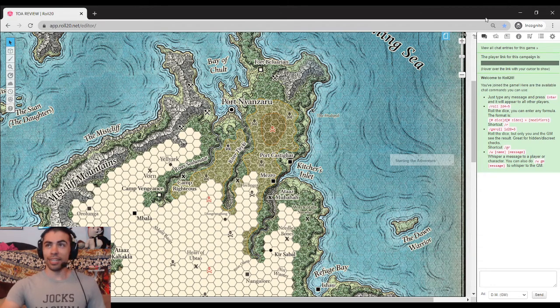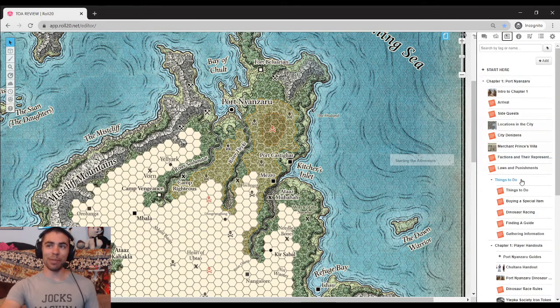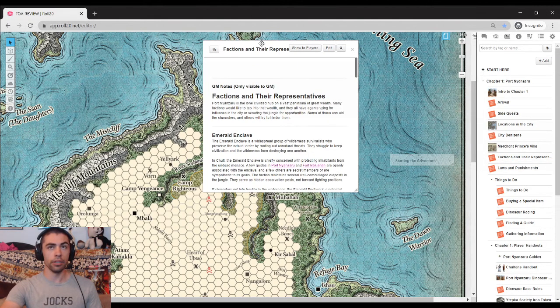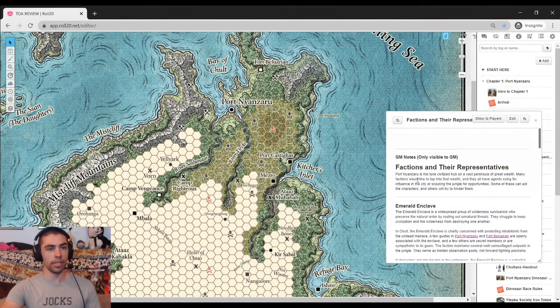Whew, lots of talking. All right. So next up, to finish this off, let's go ahead and take a look at the factions here that are moving around the campaign area.